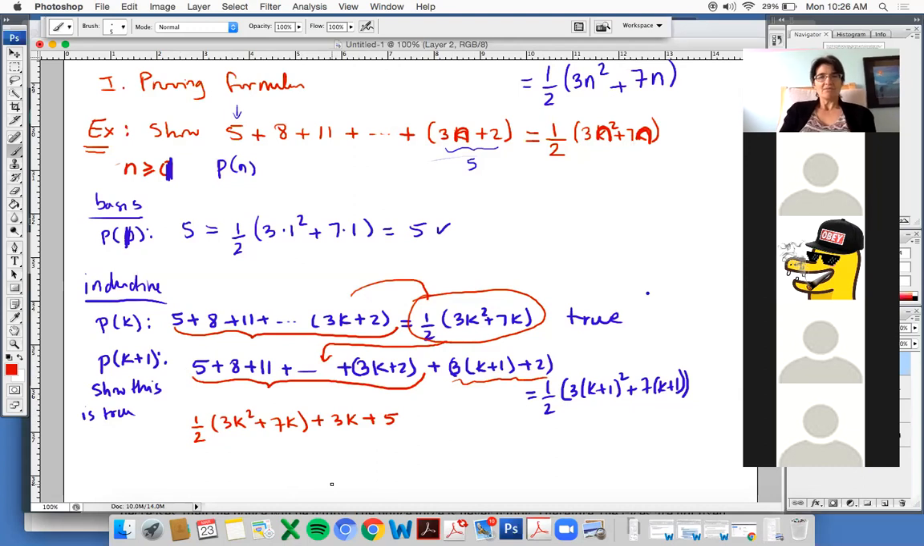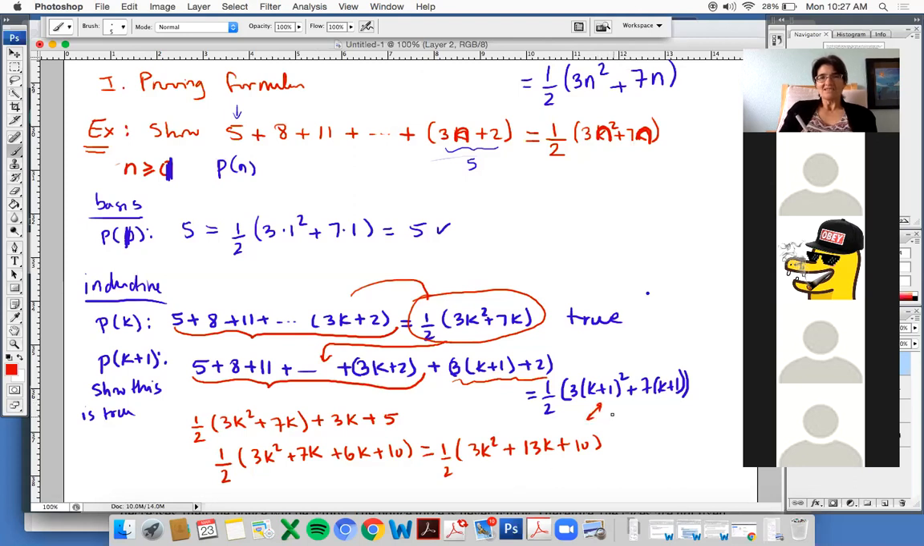Okay? All right, so I rewrote the left-hand side of the PK plus 1 formula. So what I need to show right now is that what I wrote here is the same as what I want my formula to be, or my result to be if the pattern is followed. So we want to simplify this. We find the common denominator. We have 3K squared and 7K, but these need to be multiplied by 2. So we have 6K and we have 10, right? And then we have 1 half and 3K squared and 13K and 10.